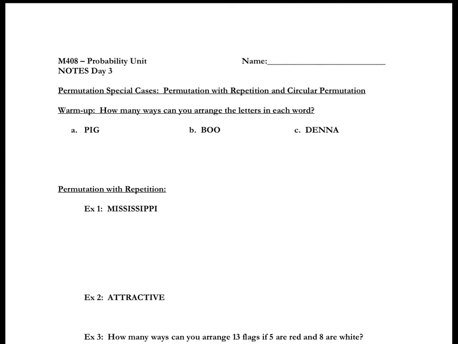Yesterday we learned about what it means to have a permutation versus a combination. With permutations, order matters, and with combinations, order does not matter. Today we are going to focus on some special cases. We are going to talk about what we do when we permutate items that are repeated.